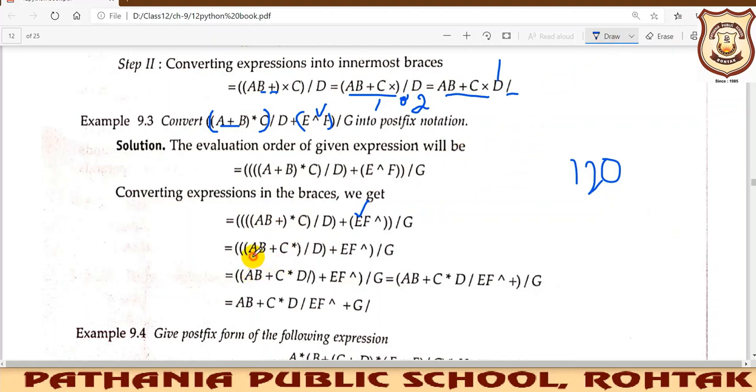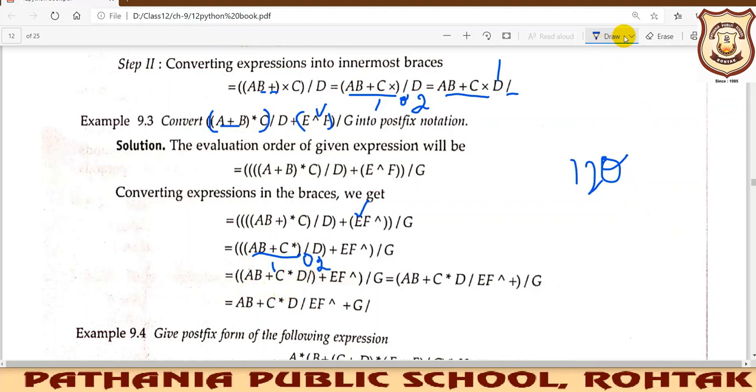So again let us start. This is our first operand, this is our operator, division is the operator, and this is our second operand. So how to write it: first operand, second operand, and then operator. So again you see, this is the complete one operand, ab plus c multiplication, then the second operand d we have written, and this operator at the last.